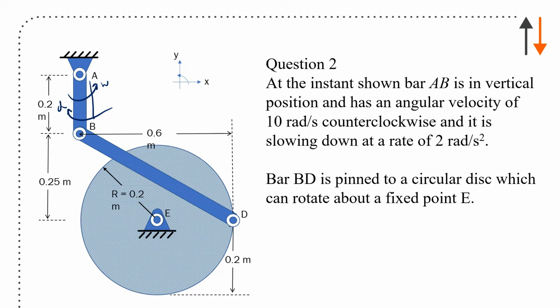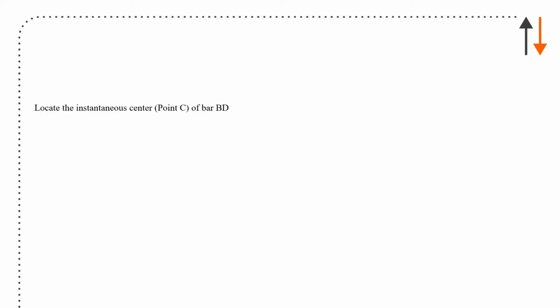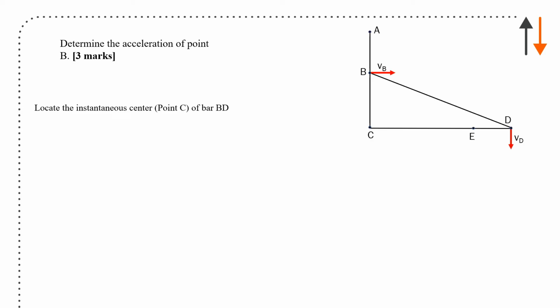Bar BD is pinned to the circular disk, which can rotate about a fixed point E. So I know one other thing. I know that this is going to tell me this is the direction, and that this is sort of the limits of the direction. It can only go vertically at that point. It has to go normal to the line from E to D. So at this point, we have a bit of information. And what we want to do is determine the acceleration at point B.